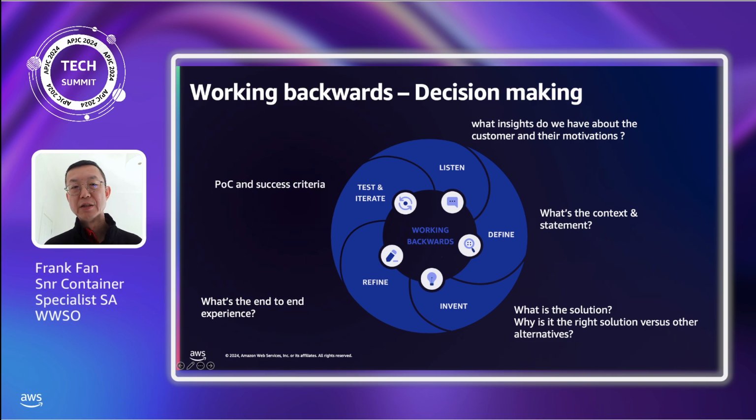Test and iterate. How would you validate the proposed solution work as expected? What's a process? What's a success criteria if you do a POC? What test use cases you should consider?